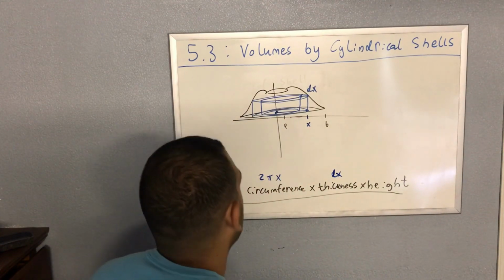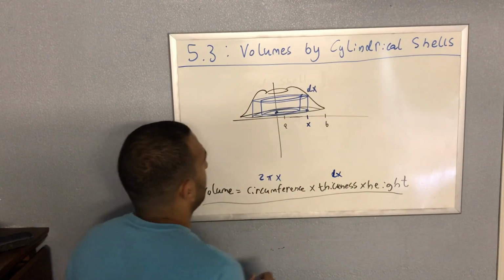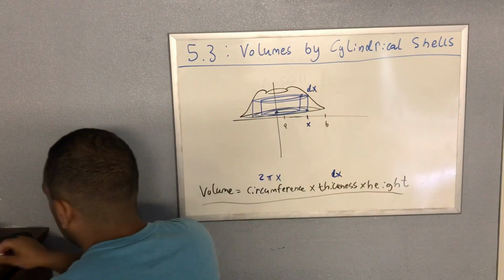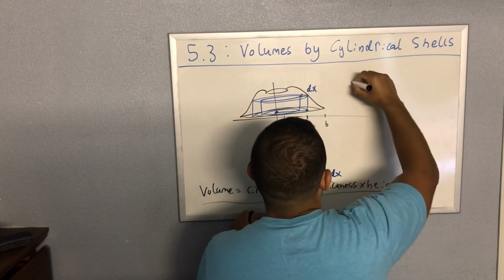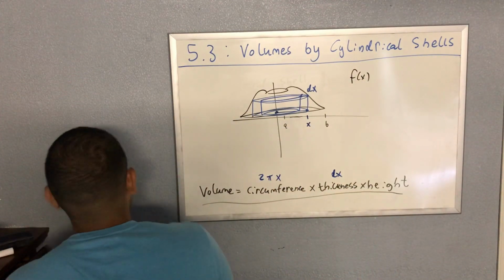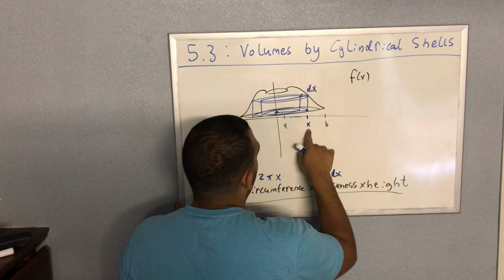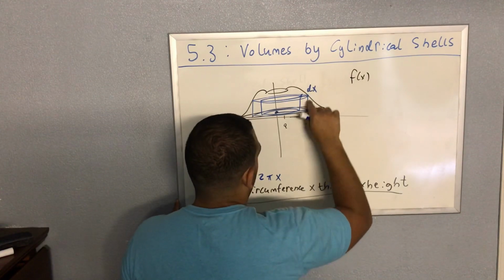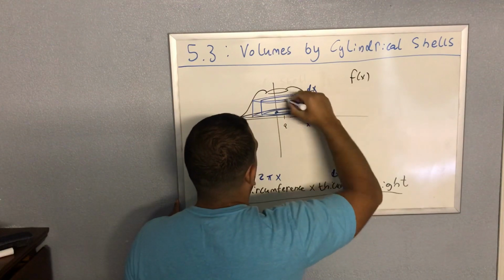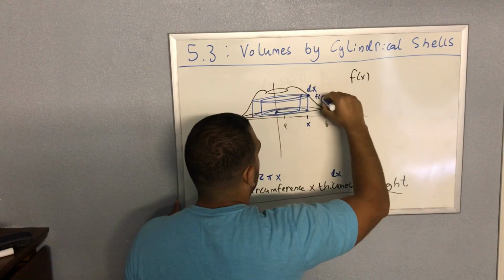And then what is the height of the cylinder? Well, if this curve is given by some function, which it is, some function f of x, whatever it is. Notice that if this is the point x, then this is f of x here. How high you go is f of x.